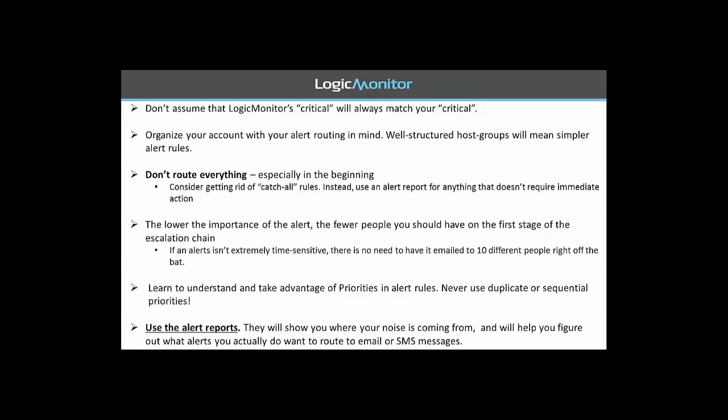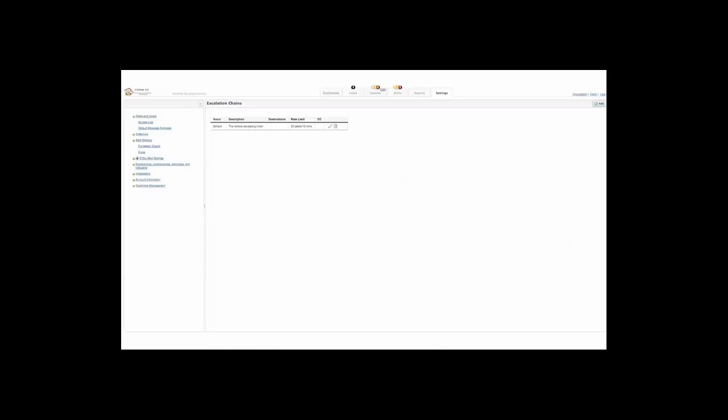So hopefully you've had a chance at this point to glance through that list. There's two major components of alert routing, the escalation chains and the rules. The escalation chains are the various groups of recipients that need to be notified when an alert is triggered. And then the rules are what determine which alerts go to which chains. So you have to have both of these set up in order to receive any notifications at all.